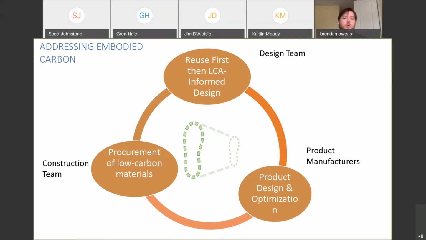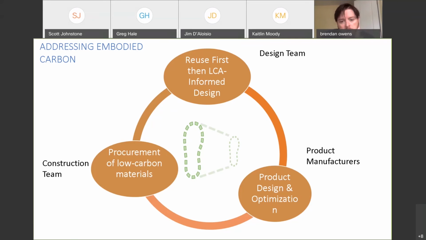But because we are going to build some new buildings between now and when this roadmap ends, the way that USGBC has addressed this and the way that our tool section is addressed around this is looking at the way that life cycle assessment can inform design, how product manufacturers can play a role in design optimization of their piece of the puzzle, and then how construction teams can procure low carbon construction materials.